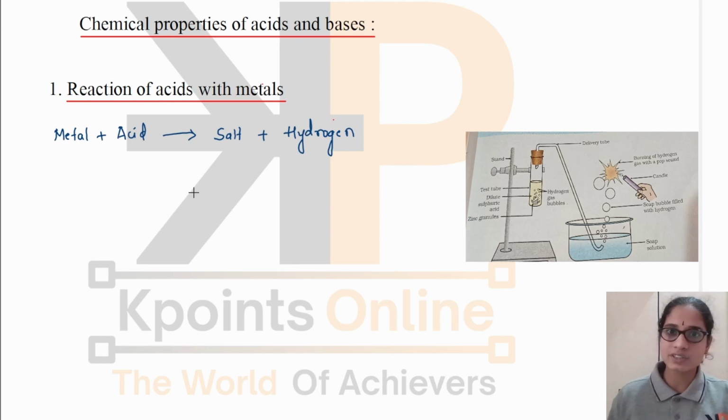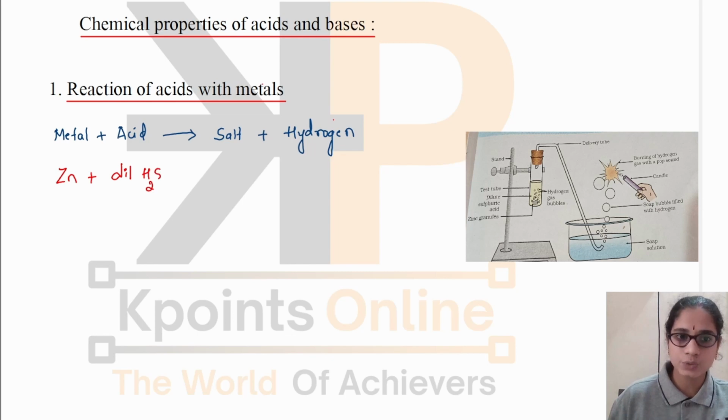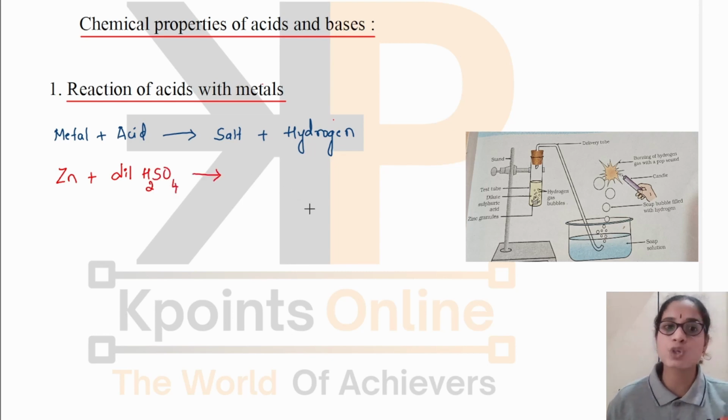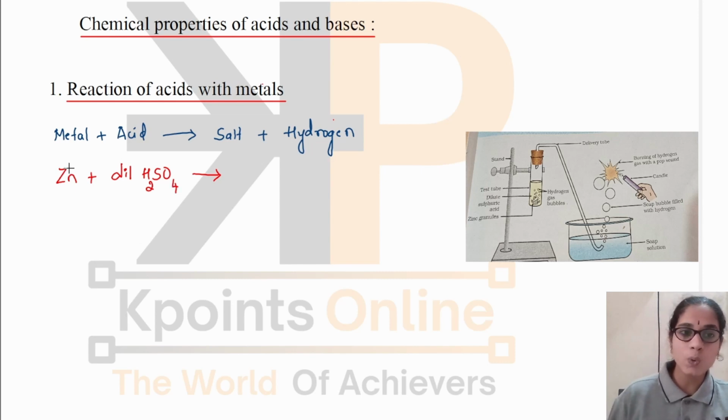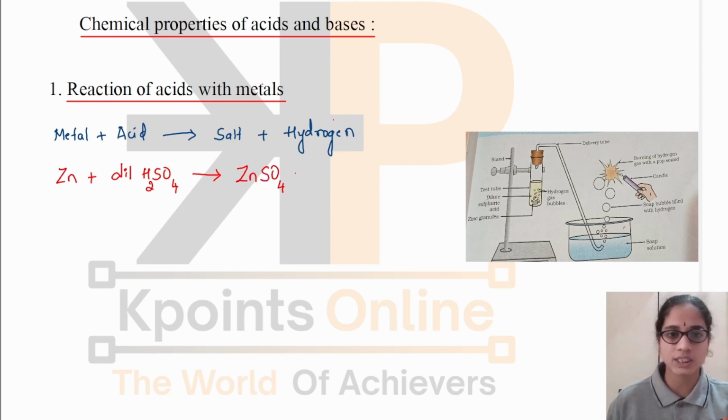First, let us write the equation for the reaction. Here, zinc metal has reacted with dilute sulfuric acid, H2SO4, to form salt. Which salt is formed here? It depends on the metal and the acid that you have taken. We have taken sulfuric acid, so zinc sulfate is formed in this reaction. Then there is a liberation of hydrogen gas.